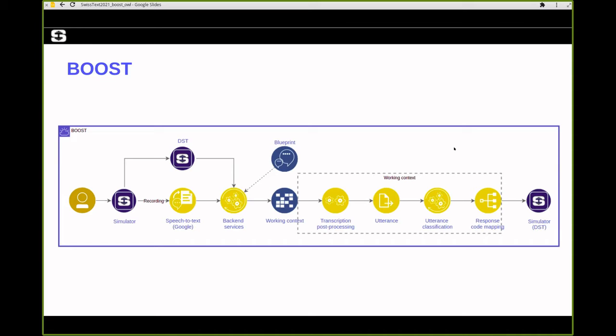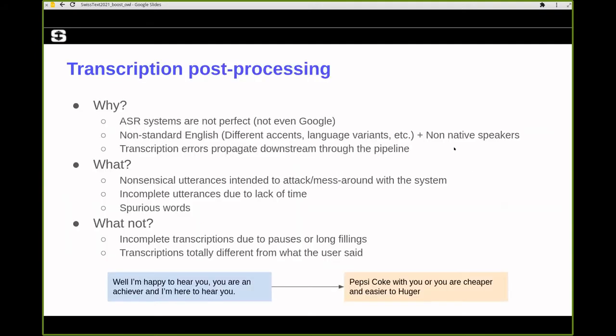So now I'm going to go a little bit deeper on two of these steps, the transcription preprocessing and the utterance classification. First, the transcription preprocessing, this one that is highlighted. Basically, this transcription post-processing means to process the transcription that comes from the ASR system. But why do we need to do this?